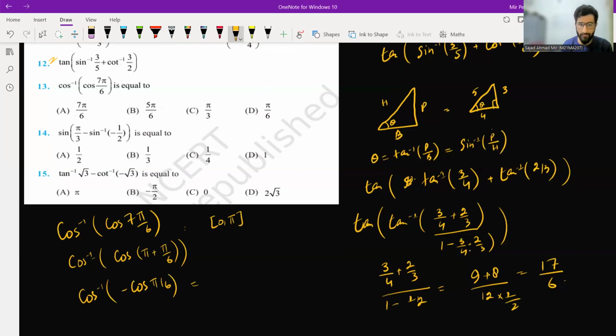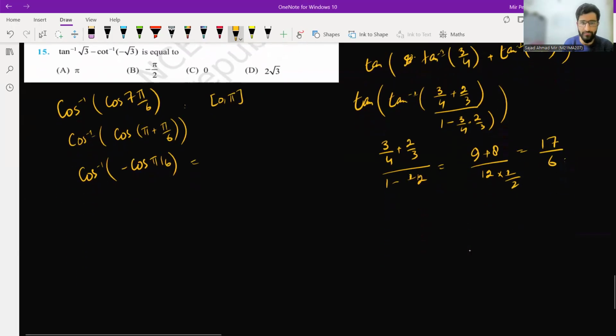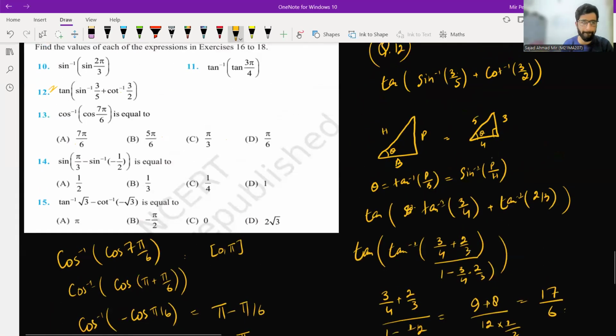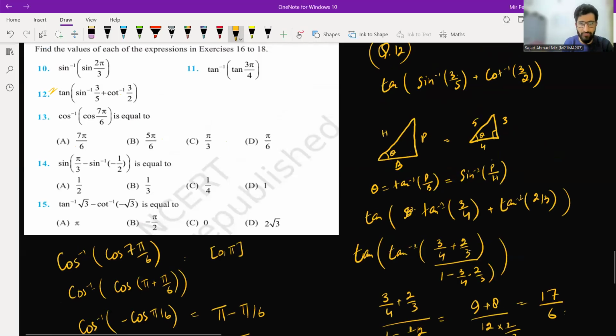Now we know that this will be pi minus pi by 6, which is 5 pi by 6. So what do we use here? Cos inverse of minus x is pi minus cos inverse of x. This is the identity we use here. So the answer will be 5 pi by 6.